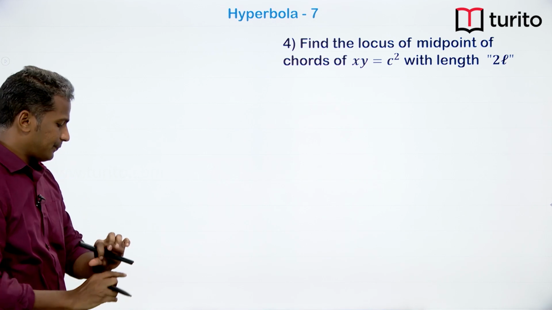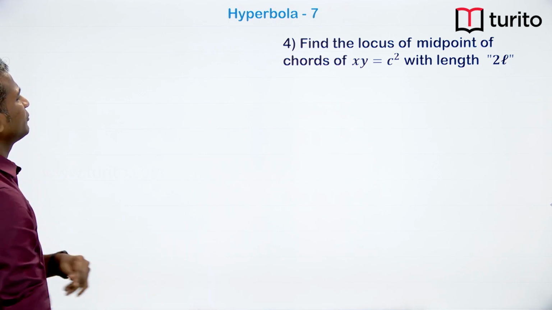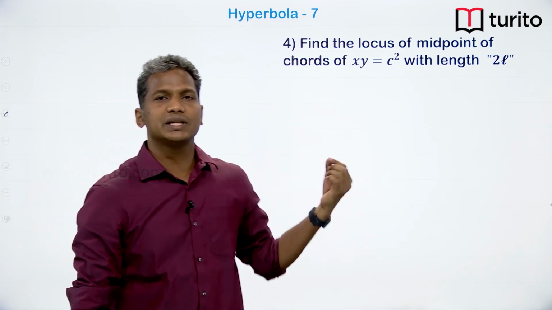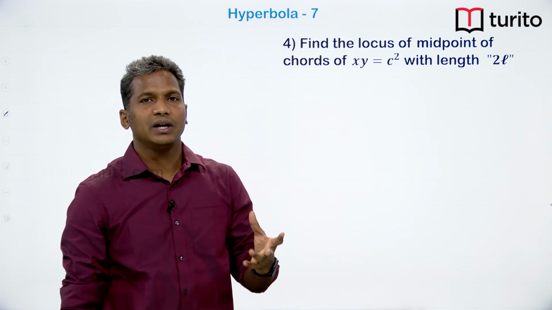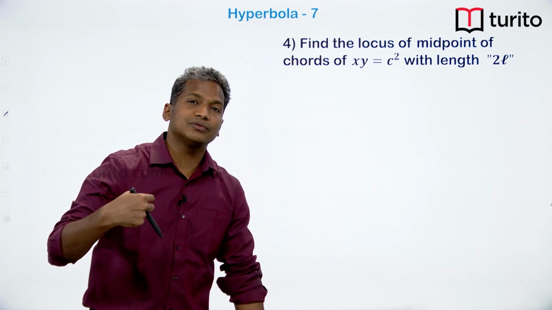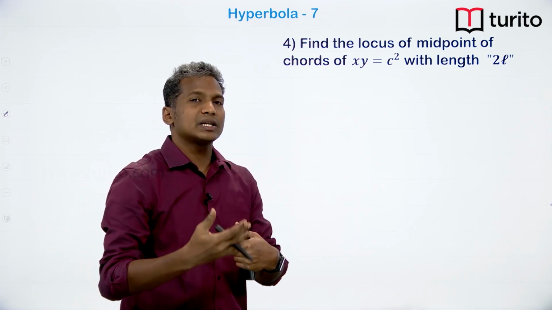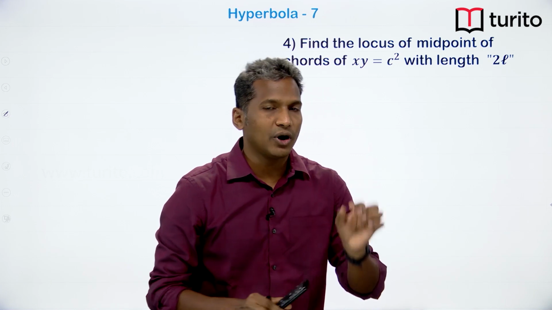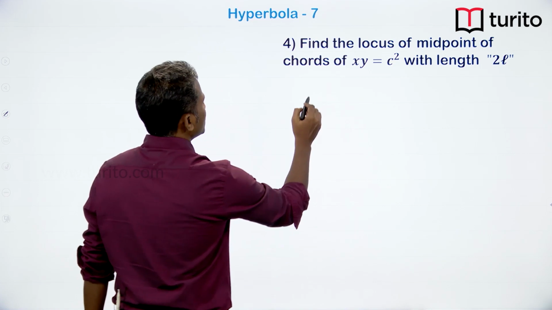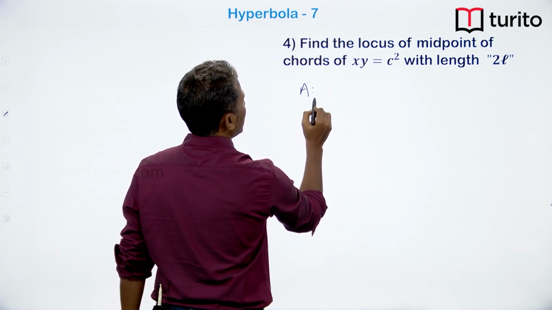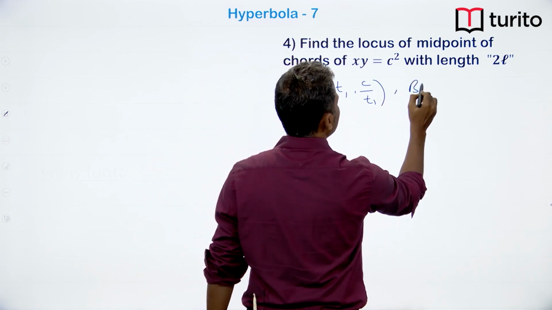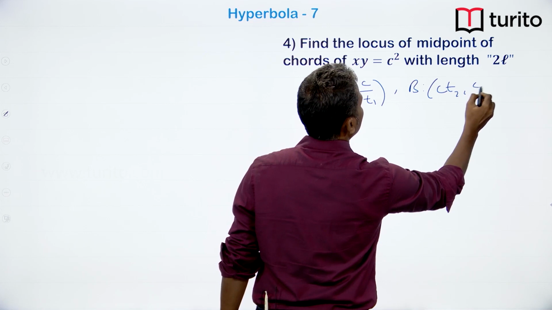Next question. Find the locus of midpoint of the chords with length 2L. Length can be anything. Here we just named it as 2L. It can be any number also, it does not matter. Because we are interested in length of the chord, how do we start this? We start with the points as Ct1, C by t1, Ct2, C by t2. If I take the points as A and B, A is Ct1 comma C by t1 and B is Ct2 comma C by t2.